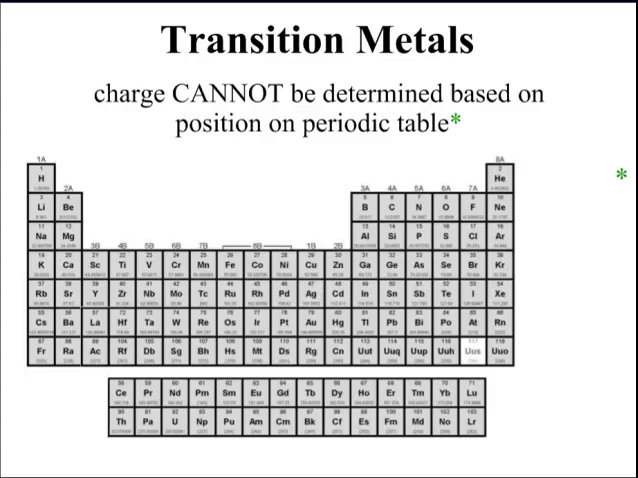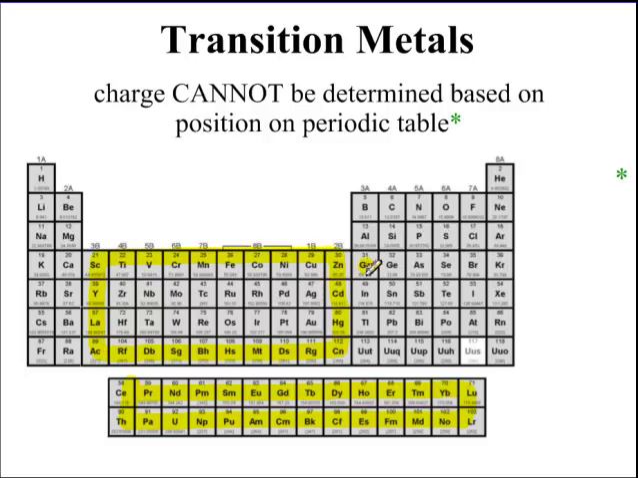Now we need to add transition metals to the mix. Unlike the representative metals, the charge of a transition metal cannot be determined based on the metal's position on the periodic table. Transition metals are all those metals located in the B columns on the periodic table. Everything in here. And remember that this section is actually within the transition metal section here.